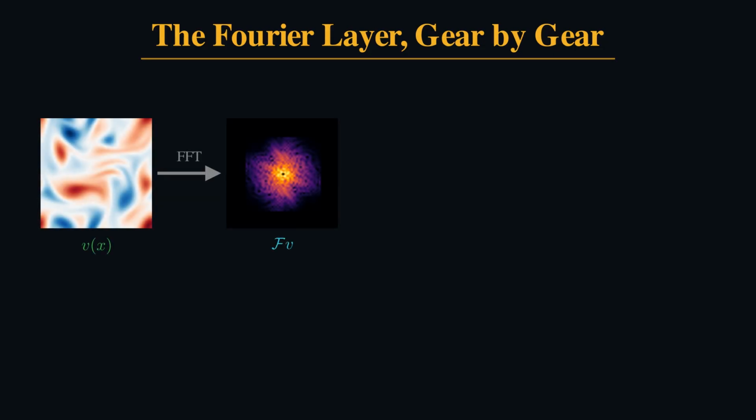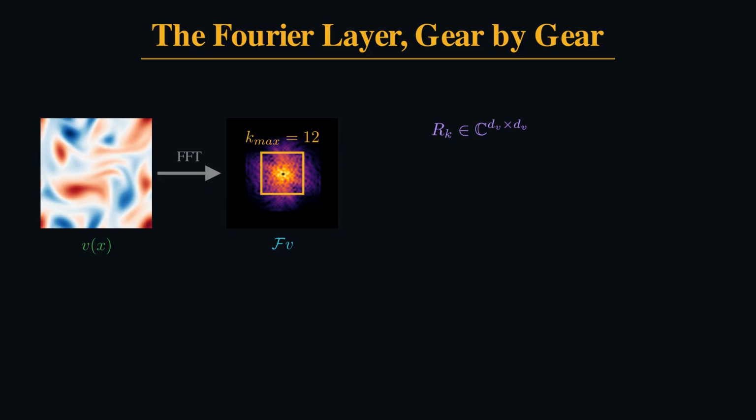Gear 1, the FFT. The field becomes its spectrum. The bright center is the big, smooth structure. The dim edges are fine detail. Gear 2, throw almost everything away. Keep only the lowest 12 frequencies per direction, the big circles from drawing with math, and delete the rest. Sounds reckless. Hold that thought.